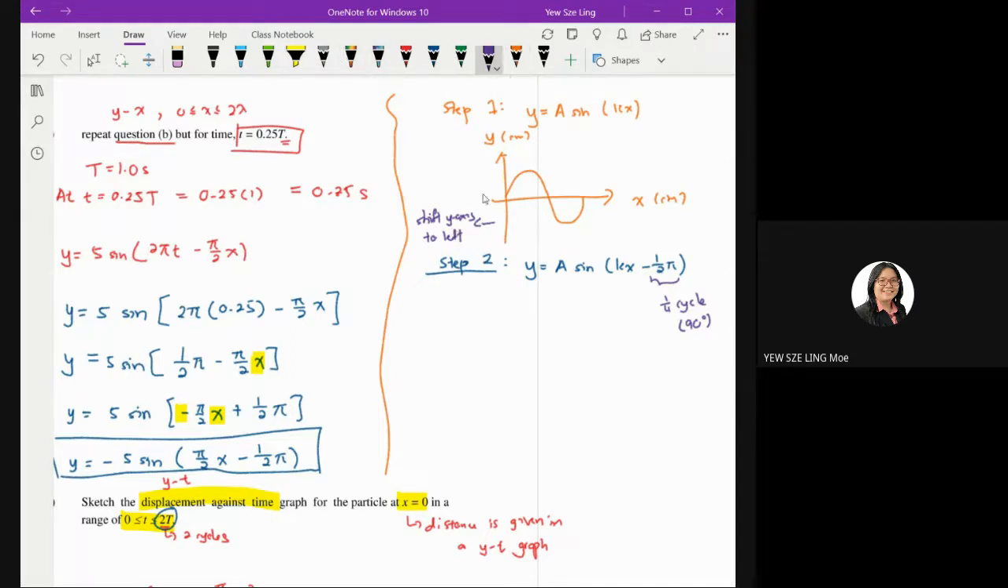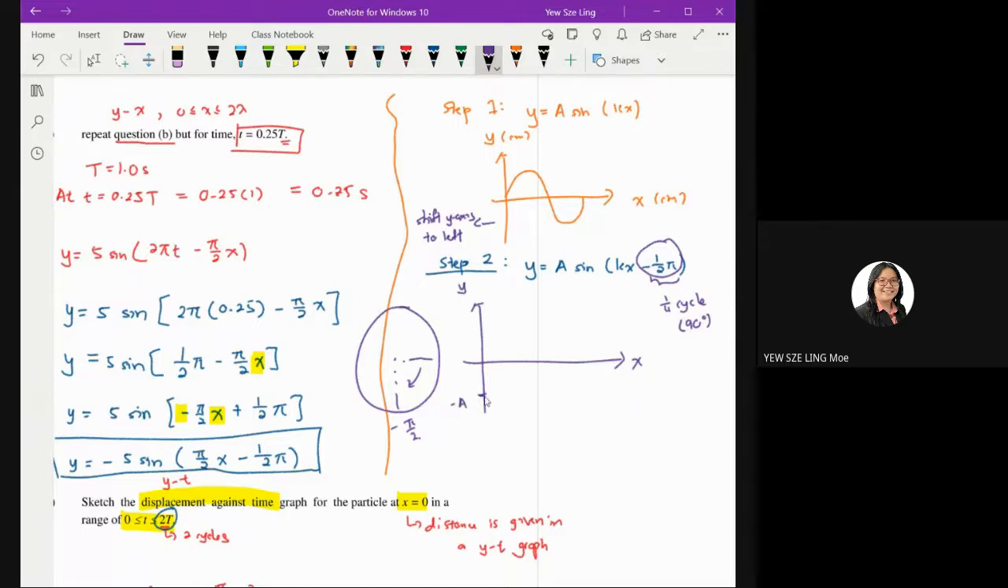So after I shift it, what am I going to get? Okay, so this is the graph. So y against x graph, after I shift it by 90 degrees, my graph would now start from negative amplitude, which makes sense because in simple harmonic motion, this negative π/2 starts from 270 degrees. If you have a circular motion, this is your origin, so it starts from negative π/2 here. So the object starts from negative amplitude.